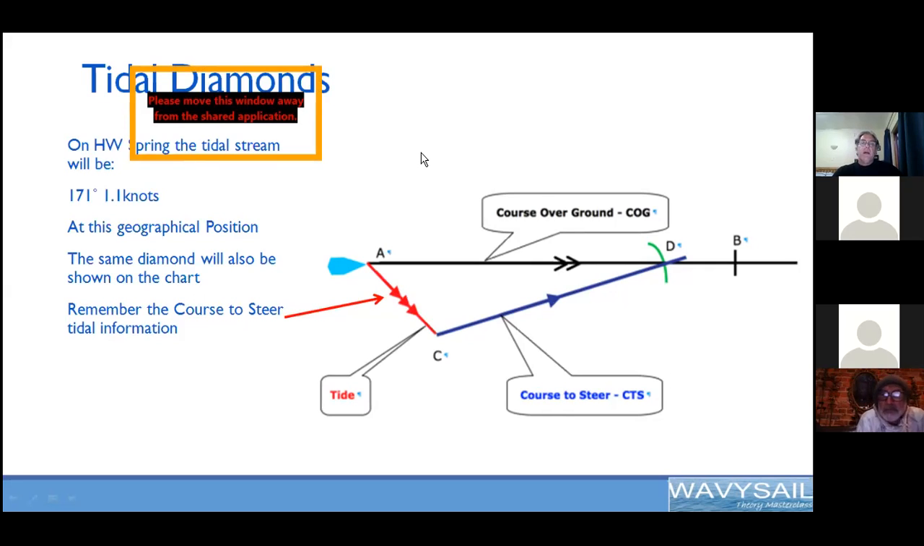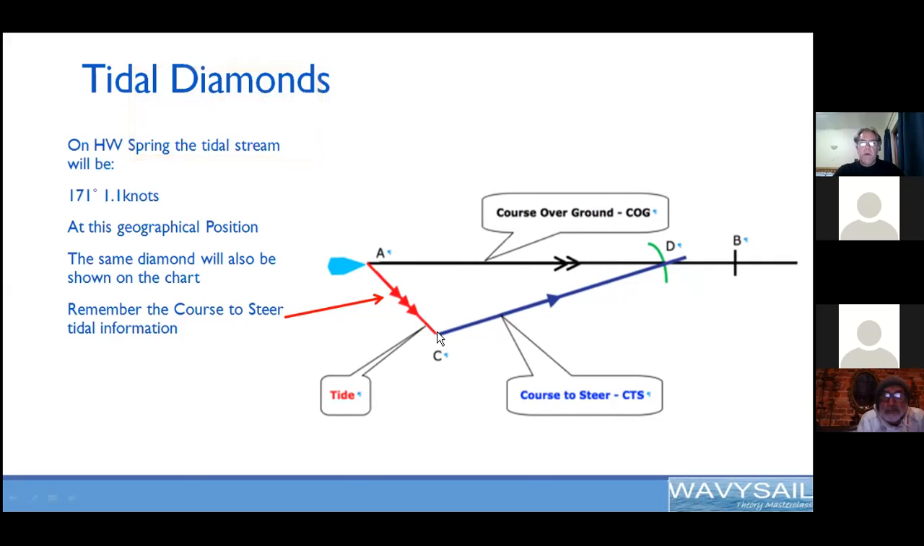So this is how we calculate it. And if you remember, this is the one we arc off. So that's the course we want to do. We want to go from A to B. We have to take into account our tide. So what's going to happen to our boat as we sail? So that's our course to steer. So we will be sailing at a funny angle to go straight the whole way.